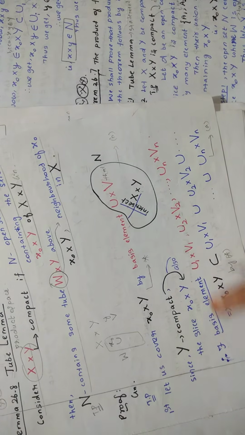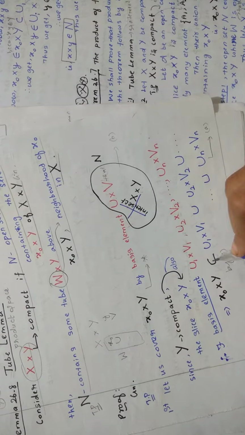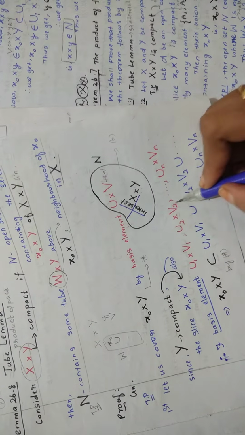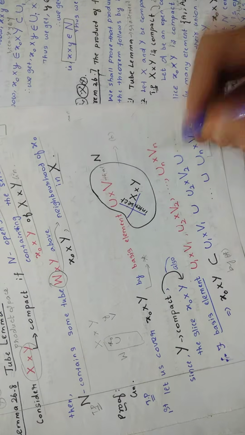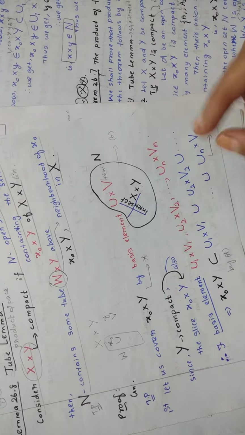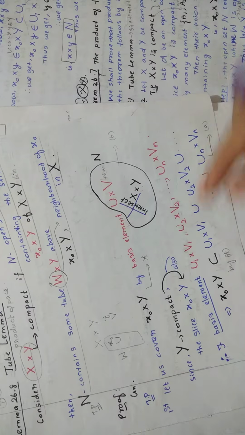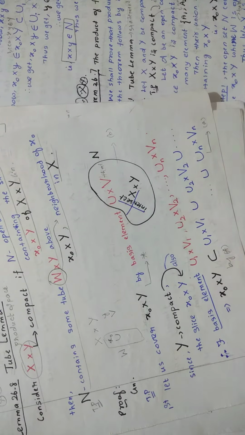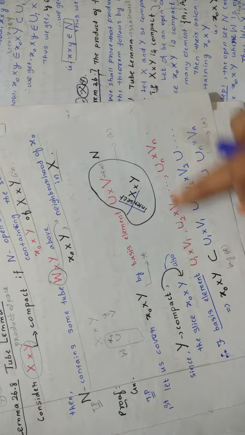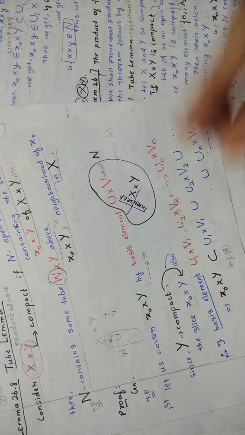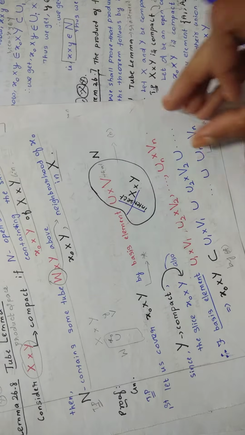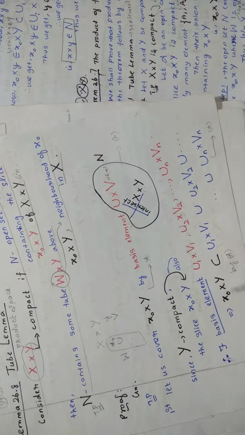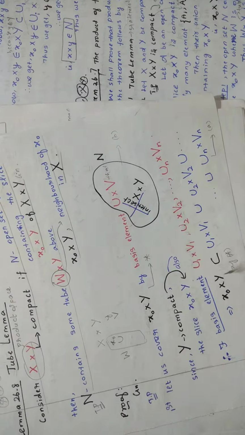So therefore there exist these basis elements, U1 cross V1, U2 cross V2, etc., Un cross Vn. Okay, these basis elements exist. Now what you have to do is, in the next line implies, when you find the union of these basis elements, inside the union of these basis elements you will have this slice X naught cross Y. How can you say that? I will tell you how.